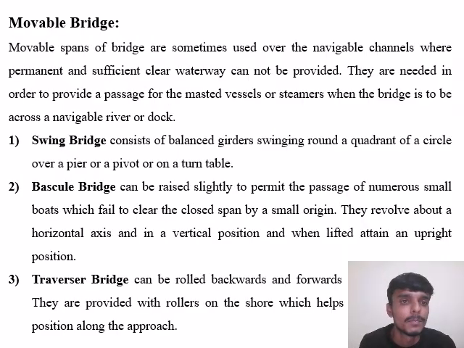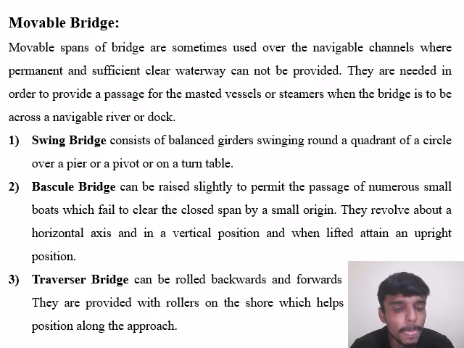Then the next type is the movable bridge. Movable spans of bridges are sometimes used over navigable channels where permanent and sufficient clear waterway cannot be provided. They are needed in order to provide a passage for a masted vessel or steamers when the bridge is to be across a navigable river or deck.